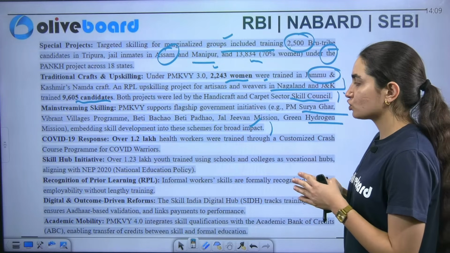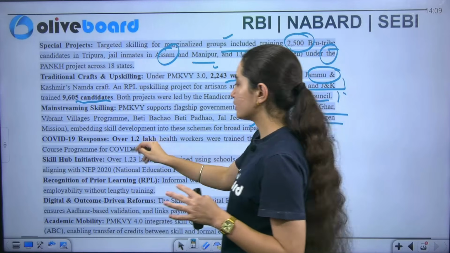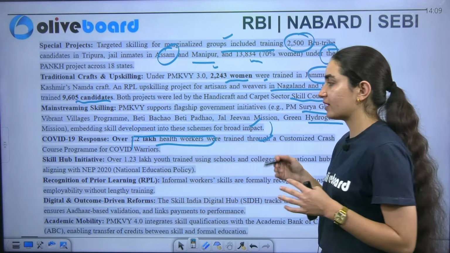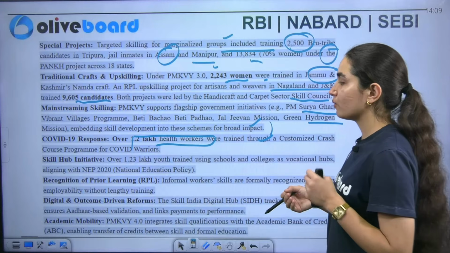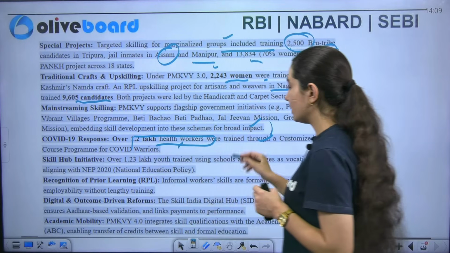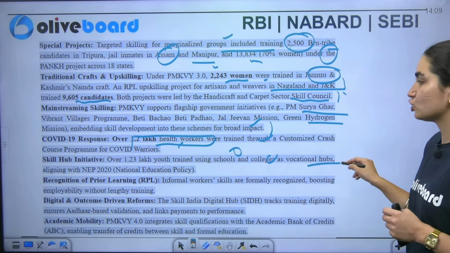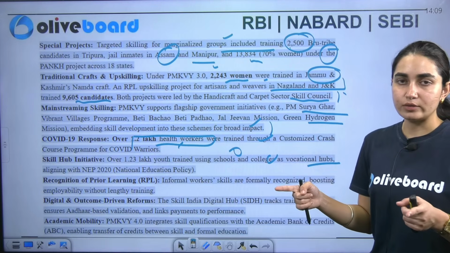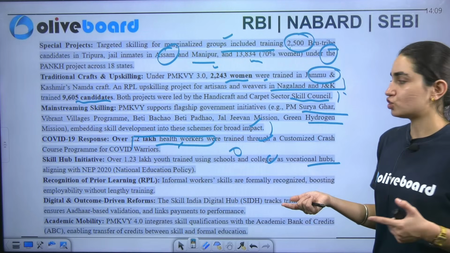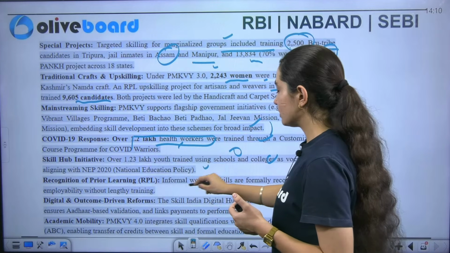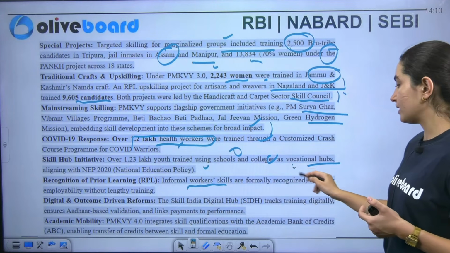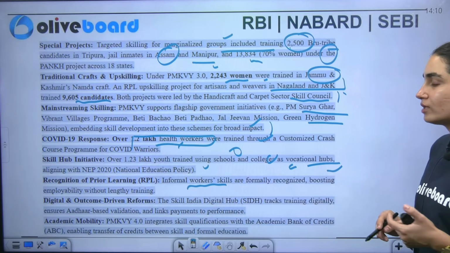Then we have COVID-19 response. So nearly 1.2 lakh of health workers were trained to provide them help. Skill hub initiative is also part of it. Over 1.3 lakh youth have been trained using schools, colleges and vocational hubs, and that too in accordance with the national education policy. Then we have recognition of prior learning, which includes informal worker skills are formally recognized, boosting employability without lengthy training.